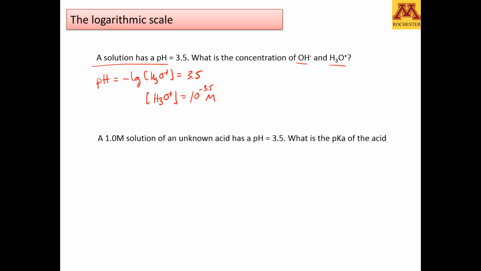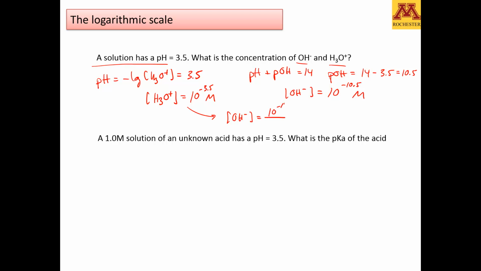There are two ways to calculate the concentration of hydroxide. You could say, well, I know that pH and pOH always add up to 14. This means that pOH will be 14 minus 3.5, so that's 10.5. So the concentration of OH- is 10 to the negative 10.5 molar. The other way would have been using the concentration of H3O+ directly, skipping the logarithmic scale, with 10 to the negative 3.5. This will give you the same result.